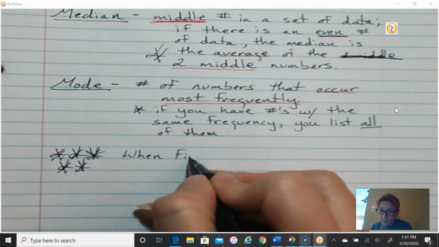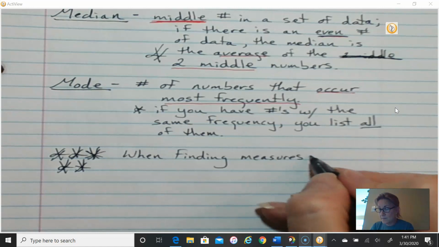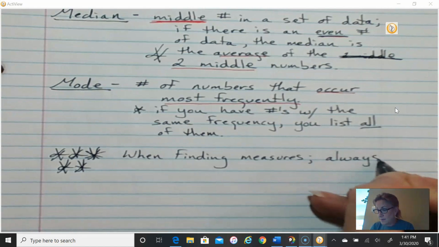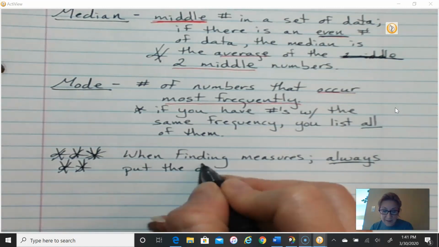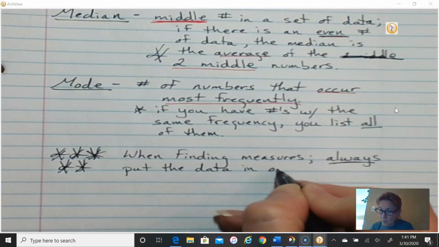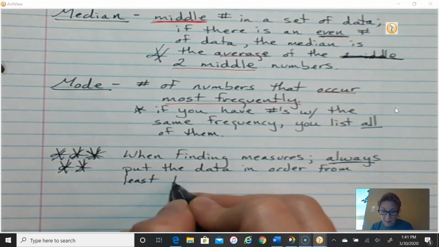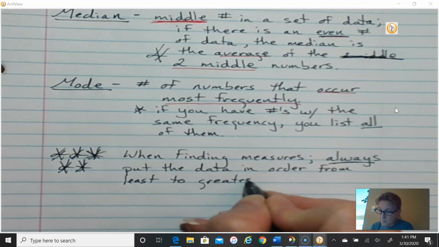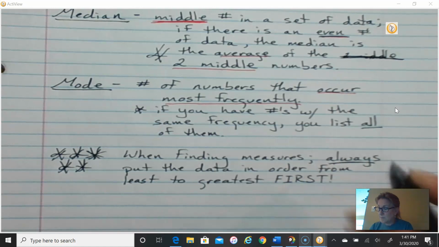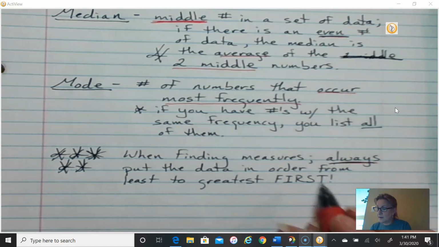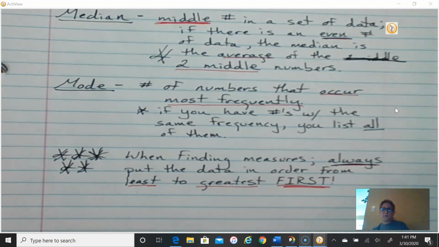When finding measures, always put the data in order from least to greatest first. Least to greatest first.